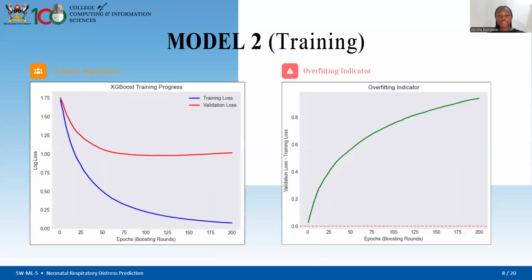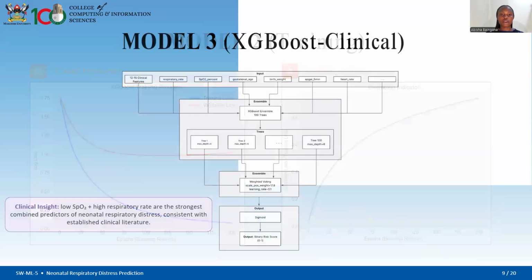These were some of the results for our training from model 2. We have the XGBoost training progress, where we look at the training loss and the validation loss. And then we have an overfitting indicator due to the running of many epochs compared to the number of records that we had in that data set.